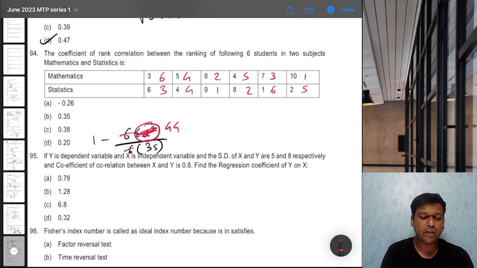So 1 minus 1.2571 will be negative 0.2571 or negative 0.26. Option A is the correct answer for 94.